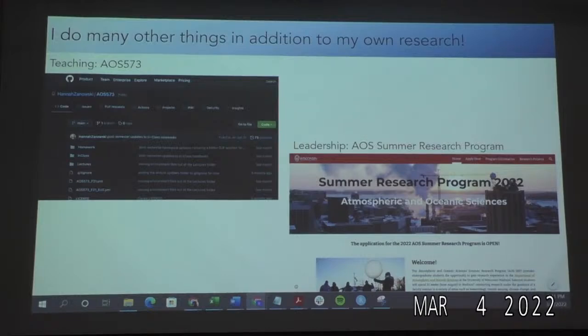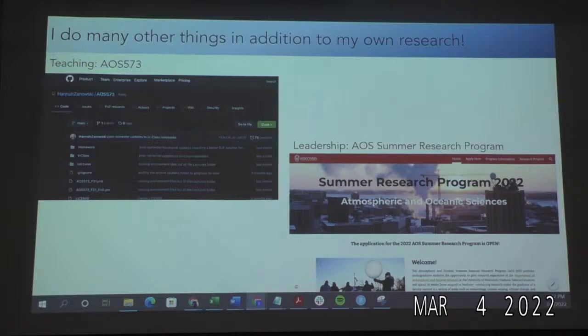And then the other thing I always like to talk about is to do a lot of other things besides research. Research is an important part of what I do, but it is not my be-all, end-all. I teach. Obviously, I'm a professor. Right now, I just teach AOS 573, which is a graduate class on computational methods in atmospheric and oceanic sciences. Basically I teach Python for how we do our jobs.